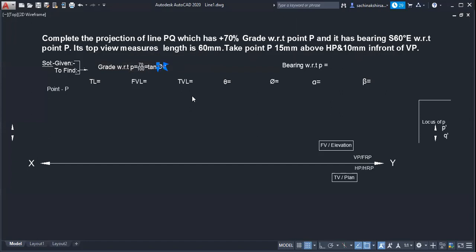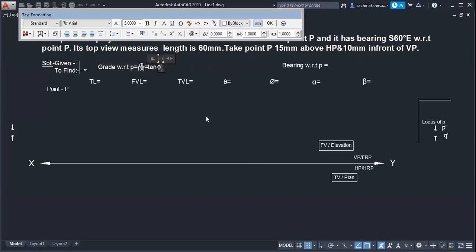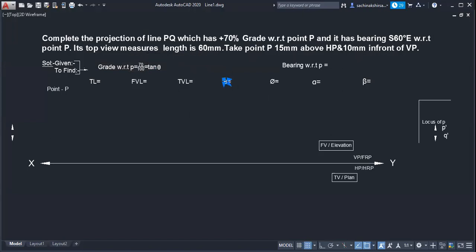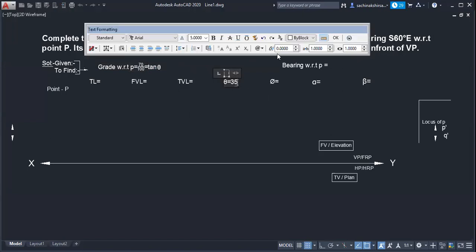How much is it coming? 35. So theta is 35. Any objection? Any problem? Theta is given.